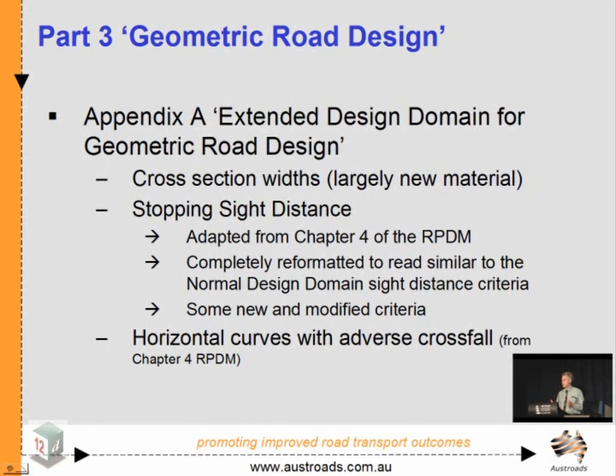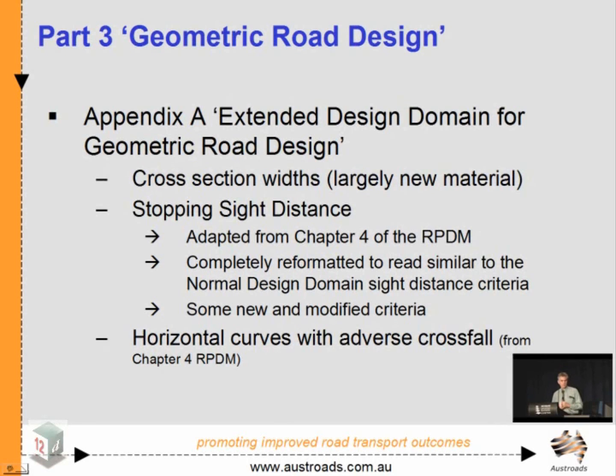Into Part 3 in Appendix A, we have the Extended Design Domain criteria. This is the values for Extended Design Domain. There's some new material on cross-section widths in there. And at the moment, some of the cross-section widths for the rural road part is still under debate.